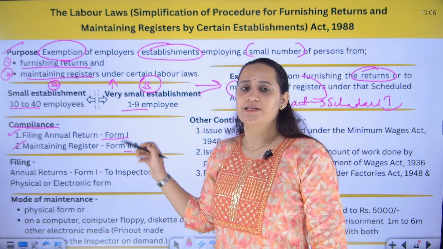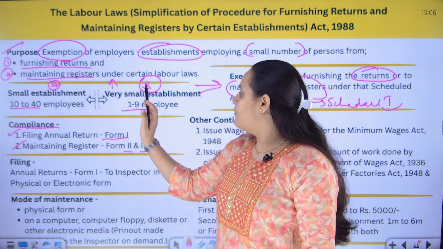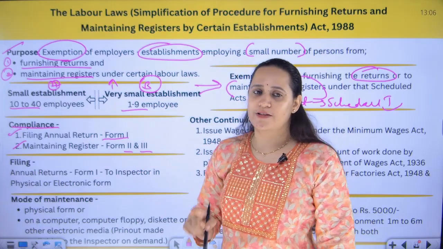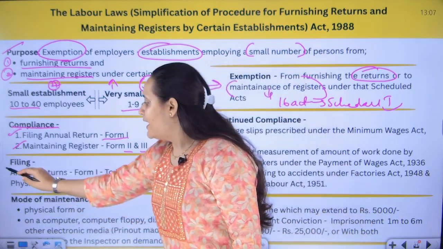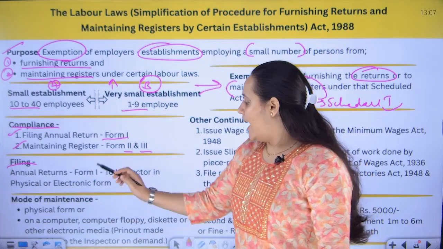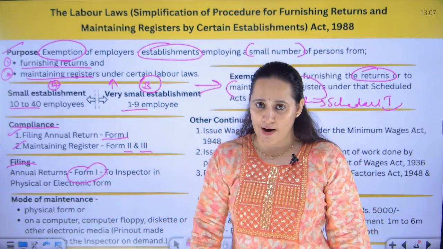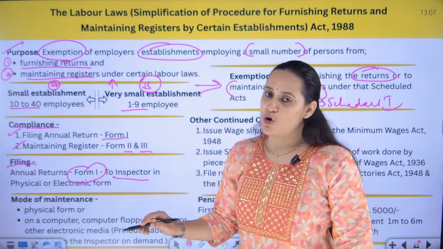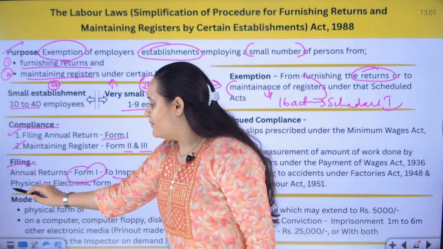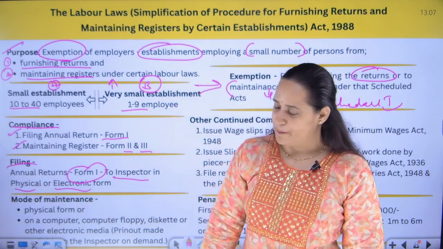Form 2 and 3 is applicable to small establishment, but for a very small establishment, Form 2 is not there, only Form 3 is sufficient. Next, you are required to file annual returns. Annual returns are required to be filed under Form 1. It is required to be submitted to the inspector or any other authorized person. It can be submitted either in physical or electronic form.